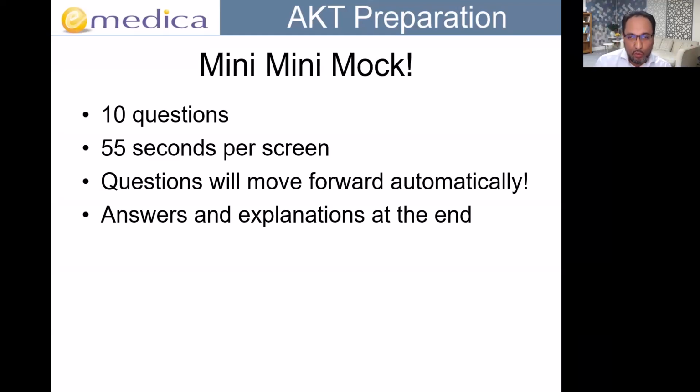So time for a mini mock exam. We're going to do 10 questions. Again, it'll be 55 seconds per question, but this time the questions will move forward automatically. There'll be no polls. Just write down your answers at home with the question number. Because we've already done 5 questions, we're going to start at question number 6, okay? And then I will go through the answers and explanations for all of them at the end. Here we go.